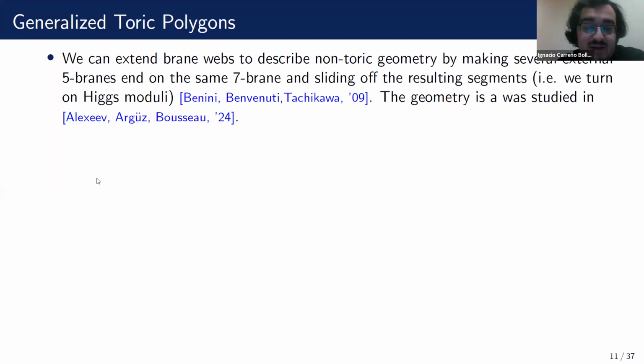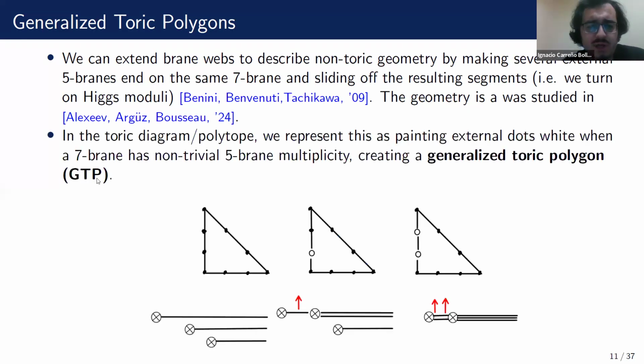Now, these manipulations result in some change in the geometry, which was recently studied in the mathematical literature. This is seen in the toric diagram in the sense that we don't have a toric diagram anymore, but we have a so-called generalized toric polygon, which includes white dots, as we see here. So, for example, we start here with this toric diagram on the left, and we focus on the left-hand side, which results in this junction, which has these three branes, which do not end on each other.